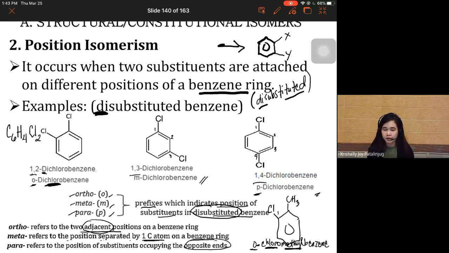So, they all have the same formula. But look at their structure. Di ba magkaiba yung structure nila kasi different yung positions ng substituents. Different yung position ng chloro, which is a substituent in a given benzene ring. So this is a position isomerism. That is why I mentioned earlier, common din yung position isomerism among di-substituted benzene.